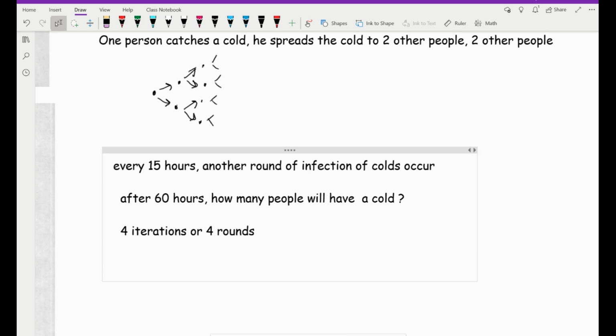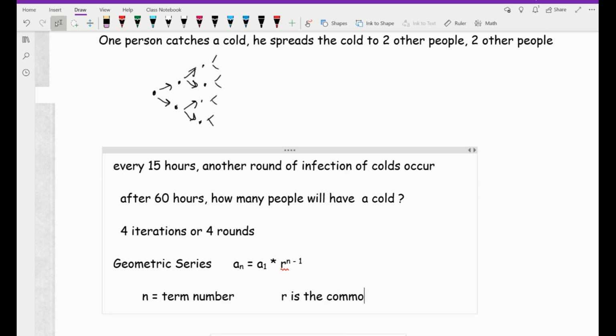Now, the basic geometric series follows this pattern. We use the term a sub n is equal to a sub 1 times r raised to the n minus 1. A sub n is whatever term we're trying to find, like maybe the first term, the second term, the third term. N is the term number.